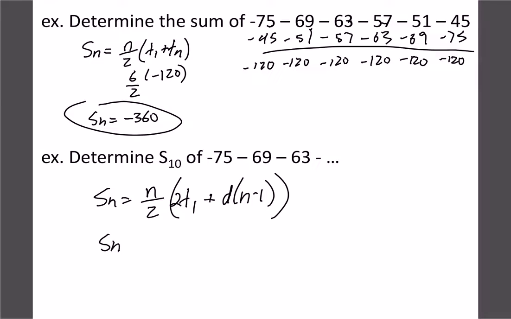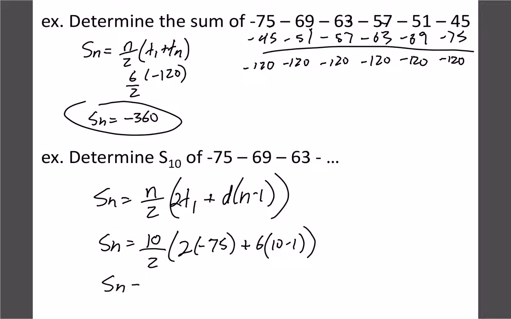If we plug all that in, in this case we want the 10th term, so we'd have 10 over 2. Our first term is negative 75 still. Our d is, we're going up by 6. And we want 10 terms, so 10 minus 1. So simplify all of that. That gives us 5 times negative 150 plus 54. So negative 150 plus 54 is negative 96.